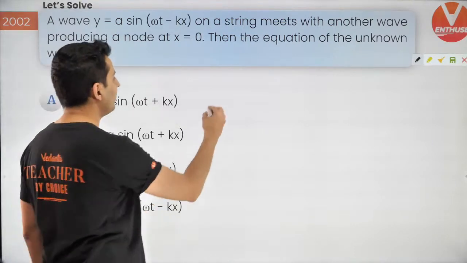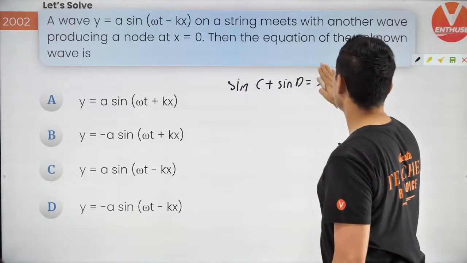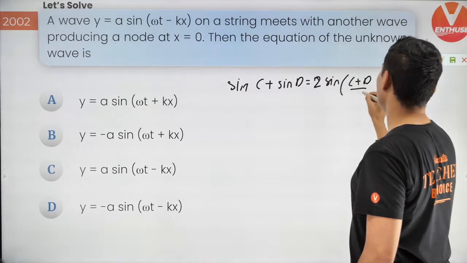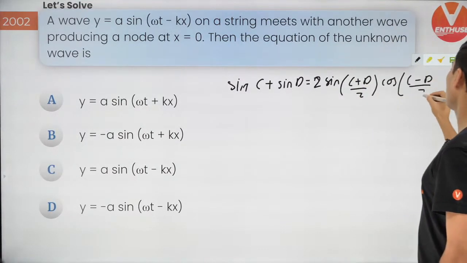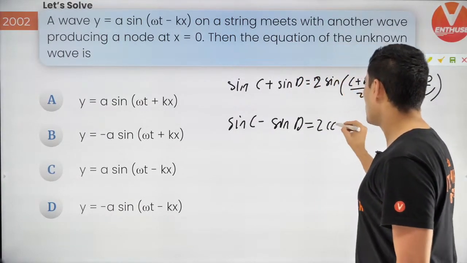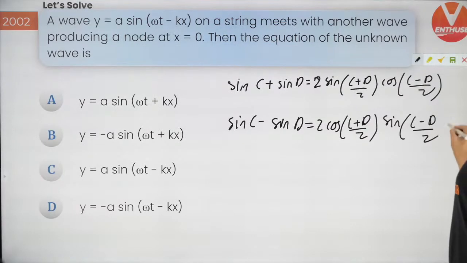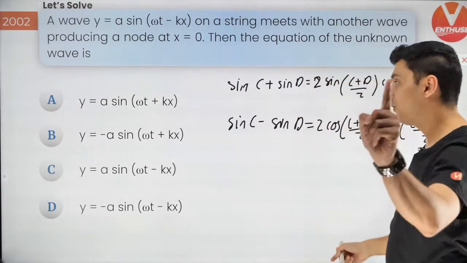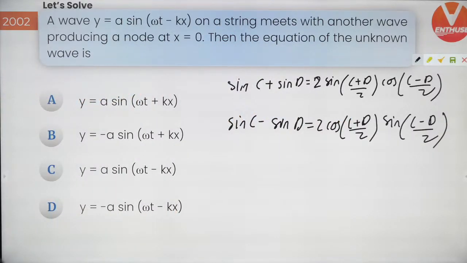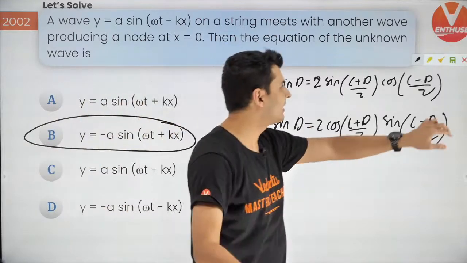Yes. Just use the formula, sine C plus sine D is 2 sine of (C plus D) by 2 cos of (C minus D) by 2. But sine of C minus sine of D is 2 cos (C plus D) by 2 into sine of (C minus D) by 2. Use this formula. You will see only one of them will give you the right answer. Check this out. And it is going to be B. Correct. Very good. Excellent, minions.